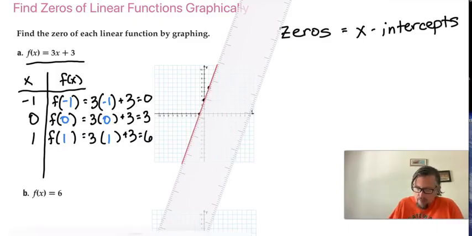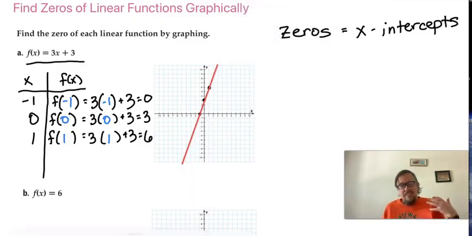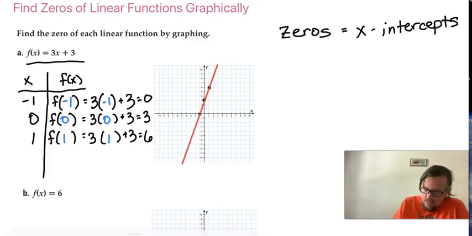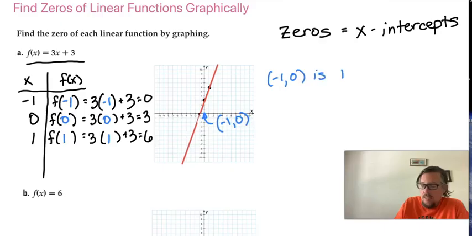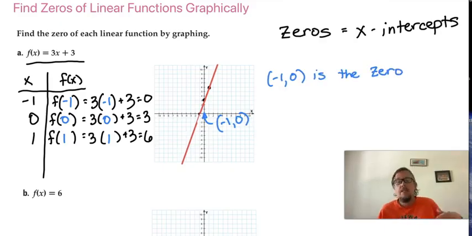And the zero of the function is what we're asked to find, and it turns out one of the points, just by chance, that we chose when we were graphing this was the x-intercept. It was this point right here, negative 1, 0. So negative 1, 0 is the zero of the function because zero of the function means x-intercept.